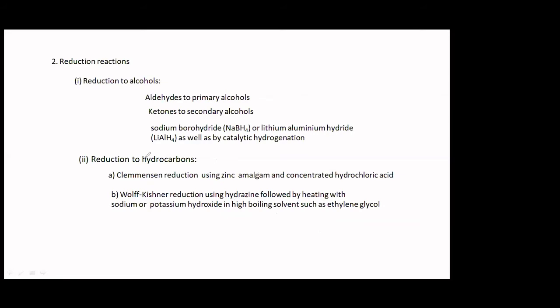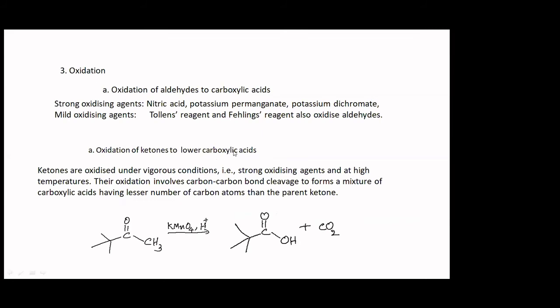Let's move on to the other reactions. That is oxidation. Oxidation is very important. Oxidation of aldehydes to carboxylic acids. You can use any of the strong and weak oxidizing agents, both are possible. Among the strong oxidizing agents, you have got nitric acid, potassium permanganate, potassium dichromate. Mild oxidizing agents also can bring about the change here: Tollens reagent, Fehling solution, Benedict solution, all these can oxidize aldehydes. But ketones are a little difficult to oxidize.